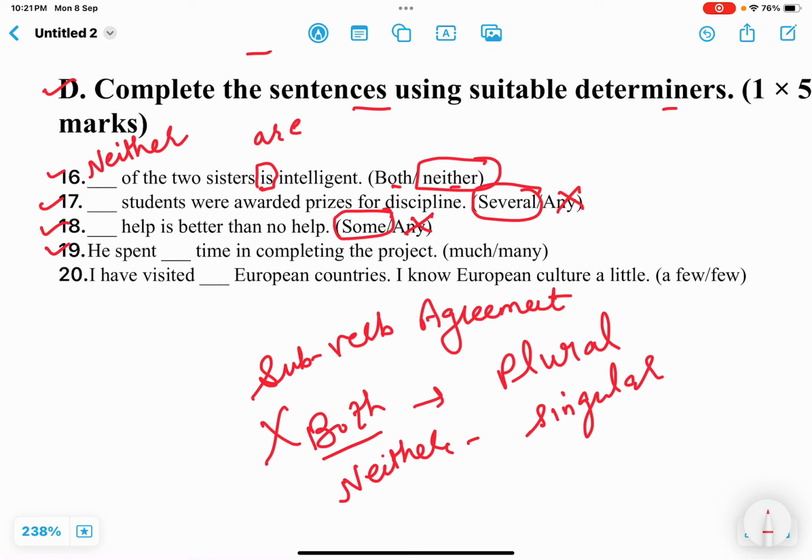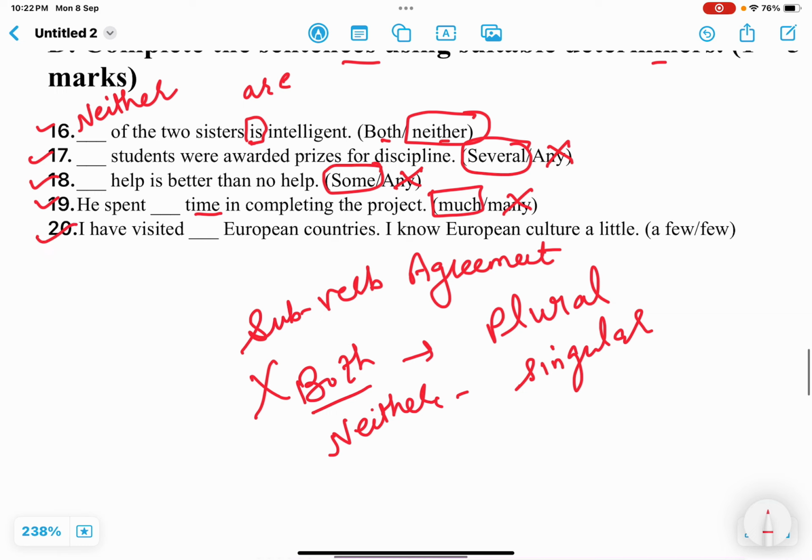Question number 19 is, he spent dash time in completing the project. Time is uncountable. So many is wrong and much is the correct answer. He spent much time in completing the project.